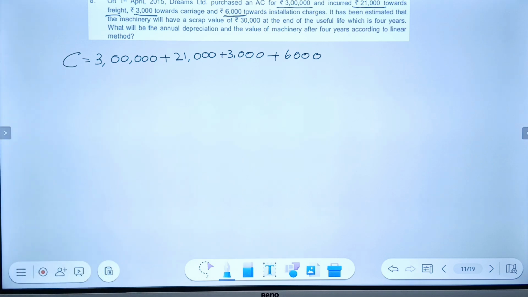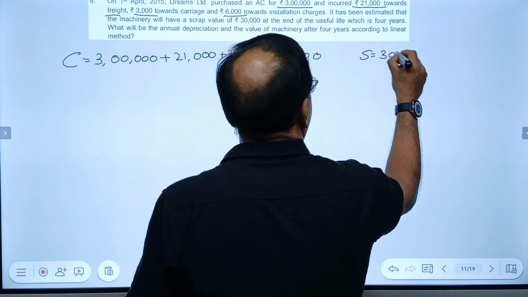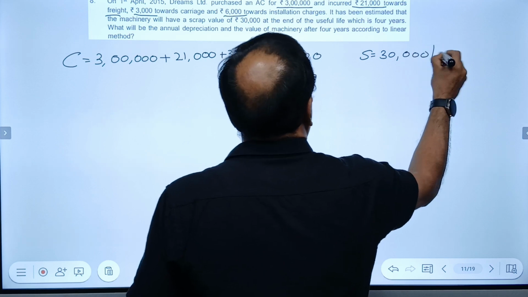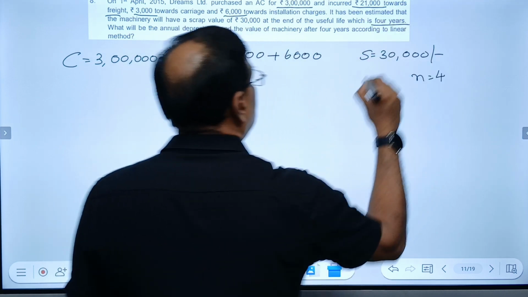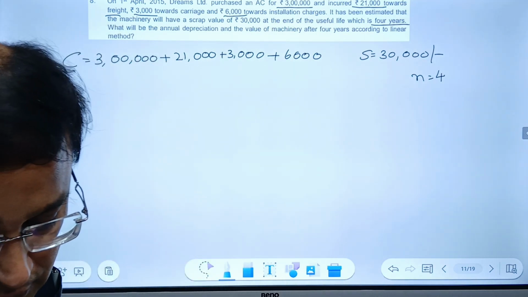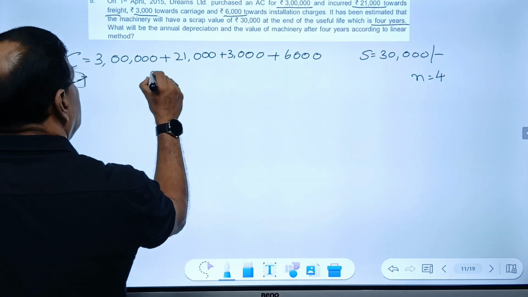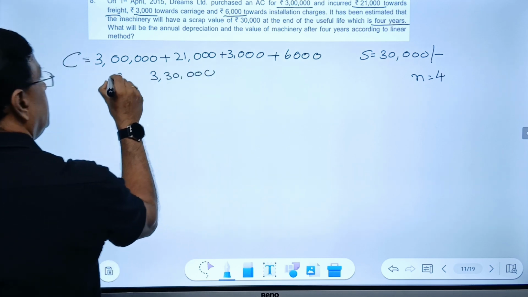And the machinery will have a scrap value. What is my scrap value? My scrap value is 30,000. And the useful life is only for 4 years, so N equal to 4. So if I add all of them, what will I get? If I add all this, you get 3,30,000. This is my C.